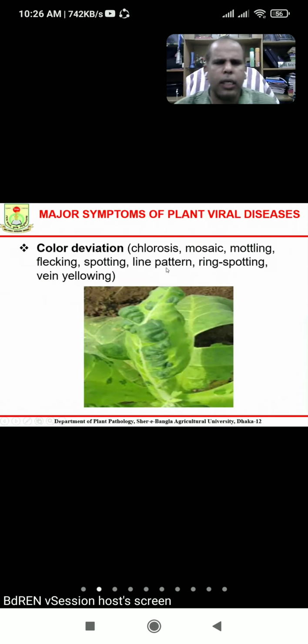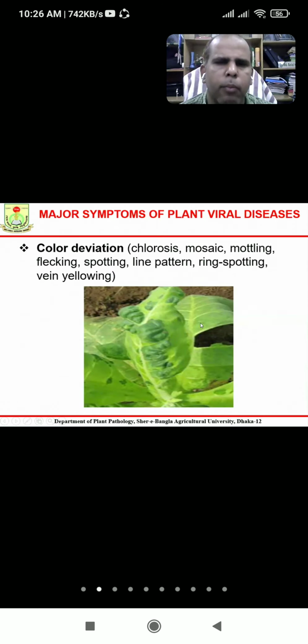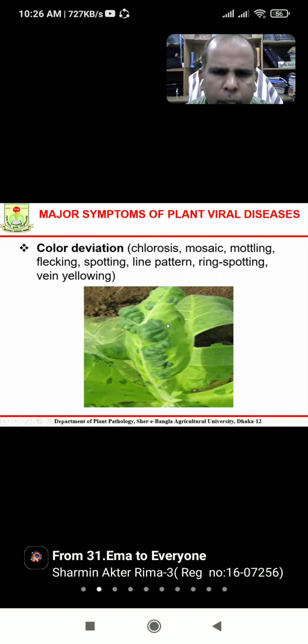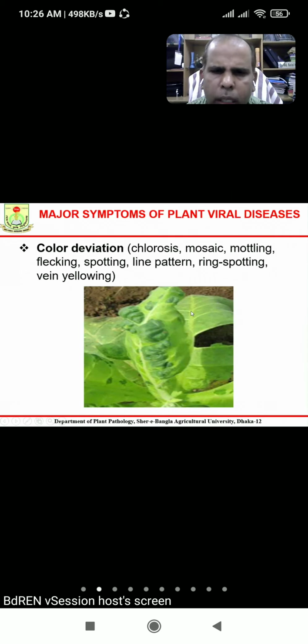Now this is the color deviation symptom. The typical example is TMV, tobacco mosaic virus, a quickly recognized plant virus. This is the typical symptom of color deviation, because you can see the dark green, and the infected tissue becomes pale to yellow in color. So this is the typical example of color deviation.